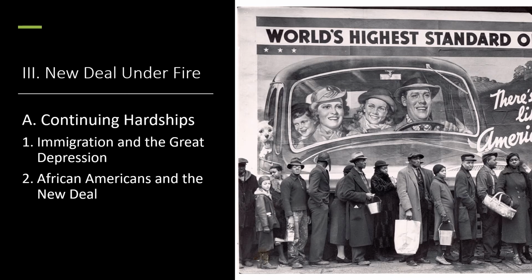FDR refused to support anti-lynching legislation and end the poll tax. African Americans were discriminated against by a number of New Deal agencies, TVA, CCC, and FHA. The requirements of the Agricultural Adjustment Act to plow under lands affected African American tenant farmers the worst, as their lands were the first that the farmers would allow to go fallow.